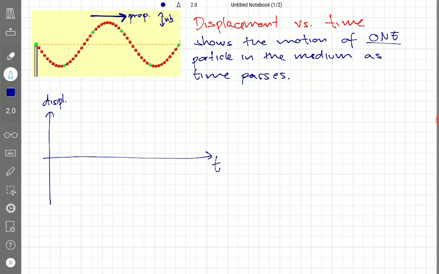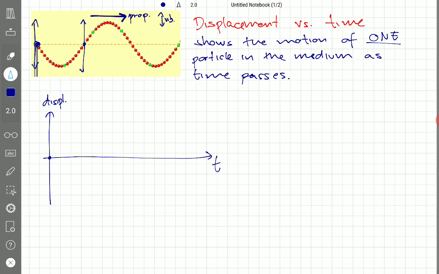So if I want to represent the motion of, say, the first particle, what is the first particle doing? At this point, the particle is at the equilibrium position. When time passes, that particle will go up and then it will go down. Now, that could be the same for this one, just that this one maybe will go down first and then it will go up.